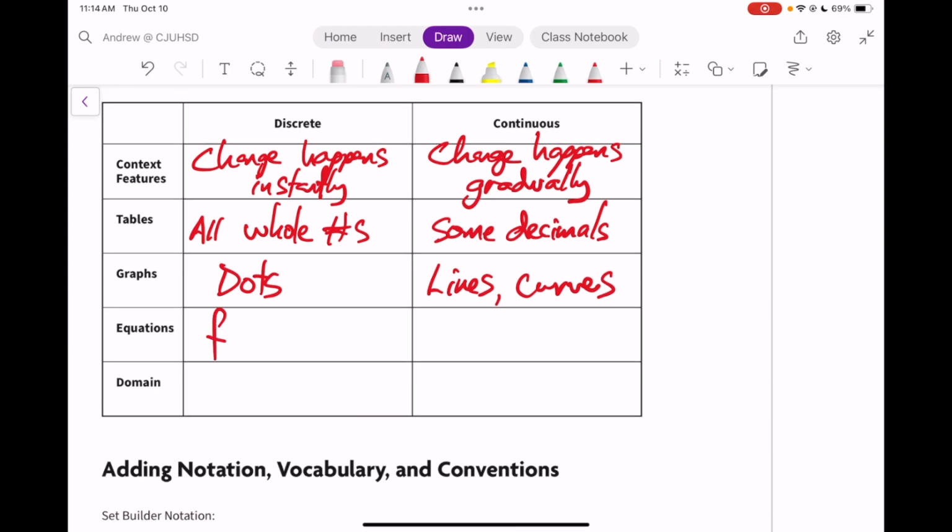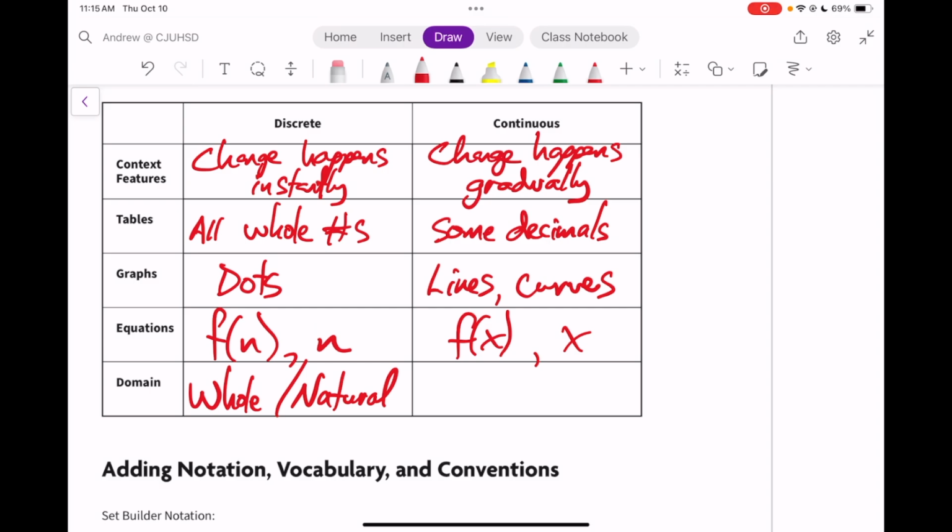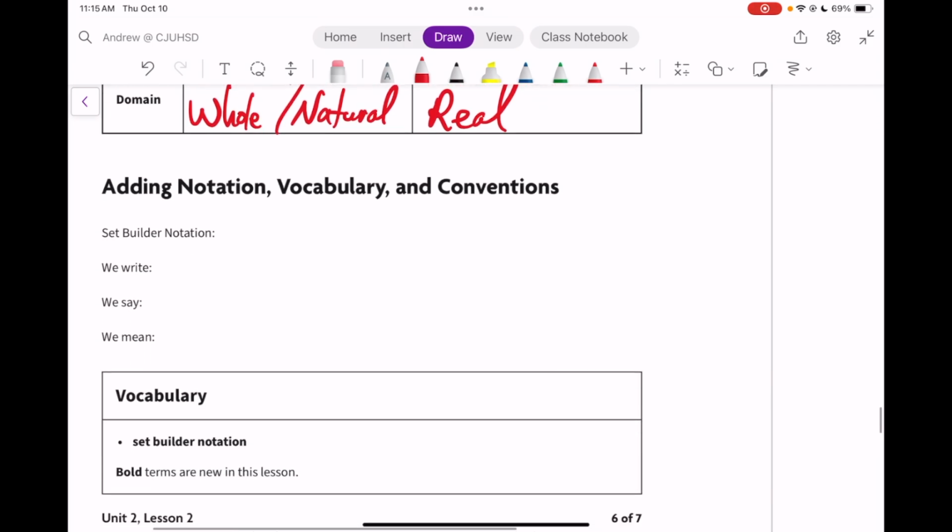Equations, you're going to have f of n, you're going to have n. In continuous, you're going to have f of x, you're going to have x. In your domains, you're going to have whole or natural. In your continuous, you're going to have real numbers.